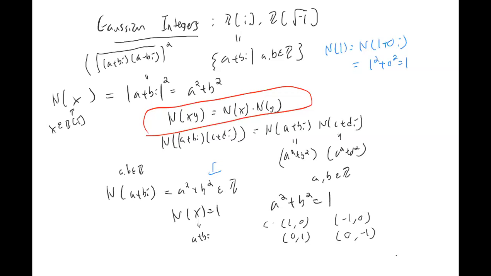1, 0 is what? It's when A is 1, B is 0. So that's just the number 1, right? 1 plus 0i. Here it's i, right? 0 plus 1i. Negative 1 and what is this? Negative i. And all of them have units, right? The inverse of this is itself. The inverse of negative 1 is negative 1. The inverse of i is what? i squared is negative 1. So the inverse of i is negative i. And the inverse of negative i is just i, right?